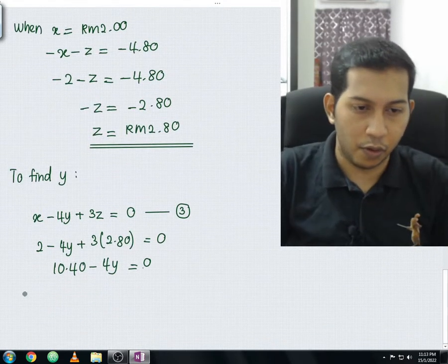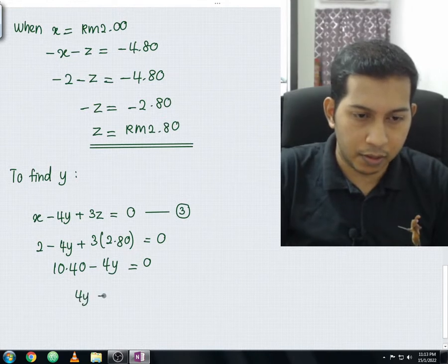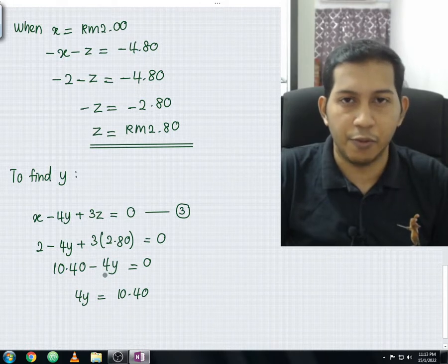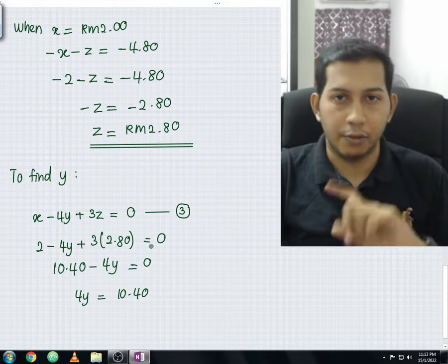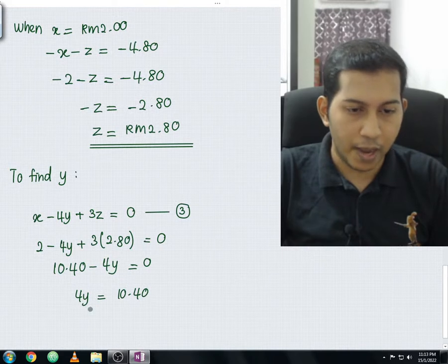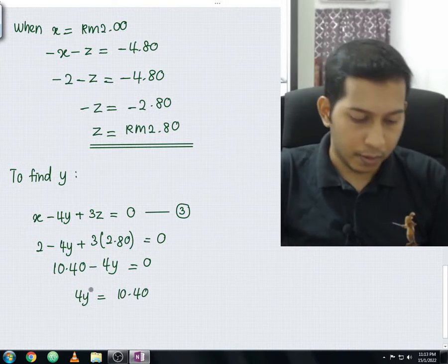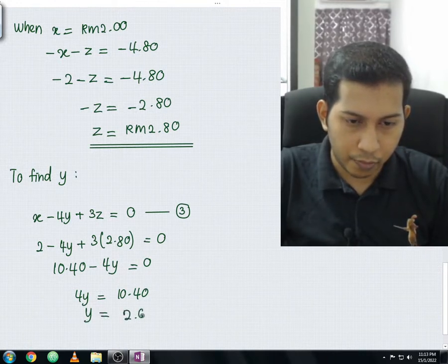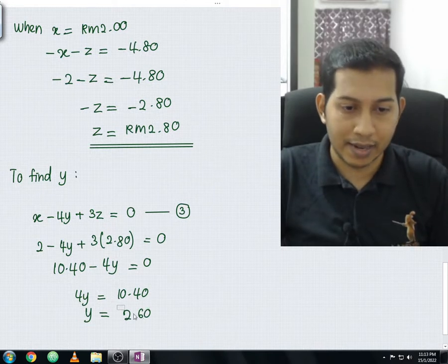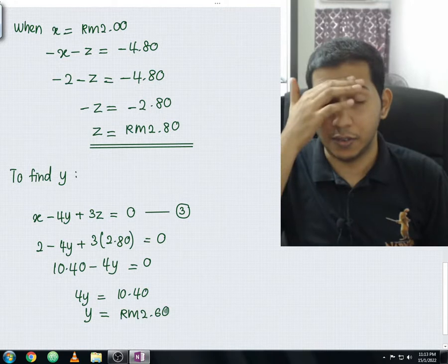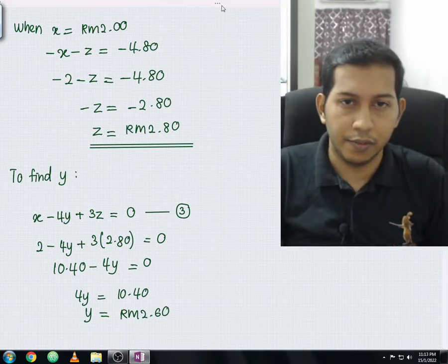So from here, 4y will be equal to 10.40. Basically what I do, this negative 4y, I move it to the right hand side and then I shuffle the equation. So 4y equals 10.40. To find y, you divide 10.40 by 4. So you get y equals 2.60, or in terms of currency, RM 2 ringgit 60 cent. So this is your final answer. Let me underline the solution.